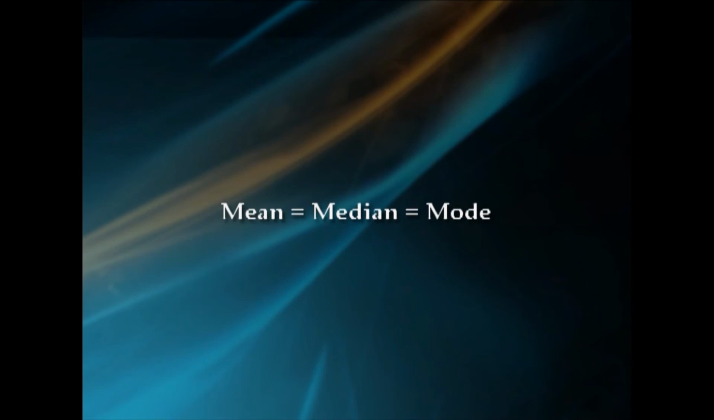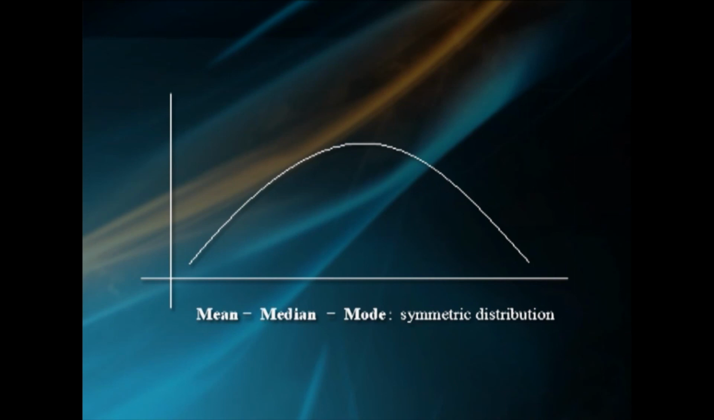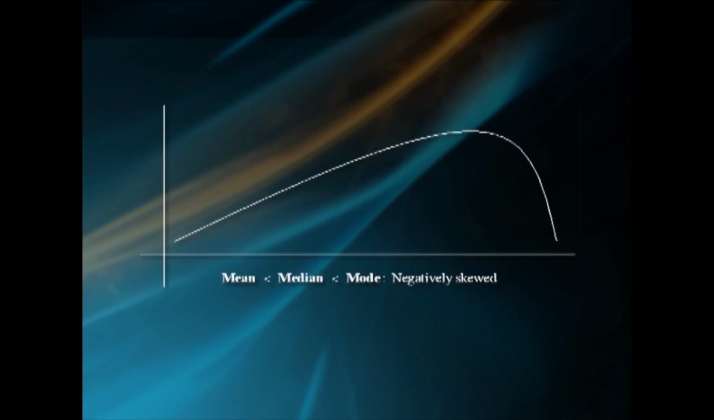For a symmetric distribution, mean, median and mode coincide, that is, mean equals median equals mode. For a positively skewed distribution, mean greater than median greater than mode, and for a negatively skewed distribution, mean less than median less than mode. The following are examples of frequency curves for symmetric or normal, positively skewed and negatively skewed distributions. Here mean equals median equals mode for symmetric distributions. Here mode less than median less than mean, positively skewed distribution. Here mean less than median less than mode, negatively skewed.